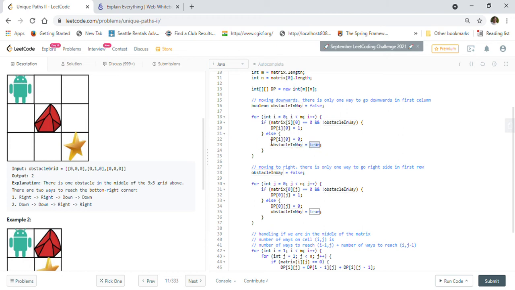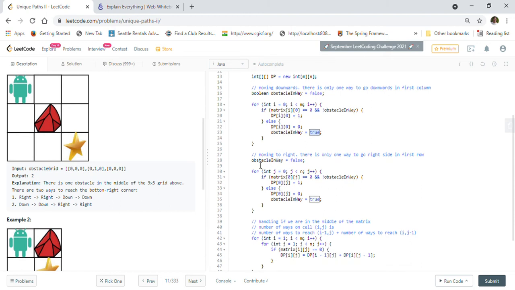So for the remaining cells, the remaining columns of the first row, we will have to put a 0. Once we find an obstacle in any cell of the first row, the remaining columns will always be 0, because we cannot go through the obstacle. The same logic we applied when the robot is going downwards, so in the first column it is moving.